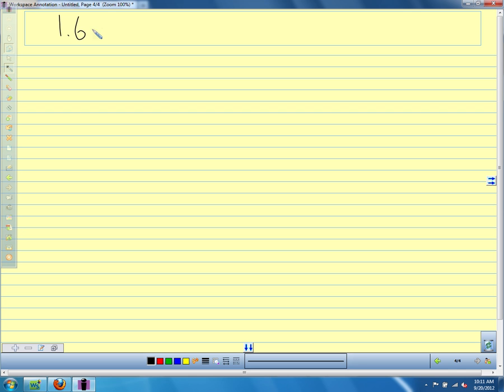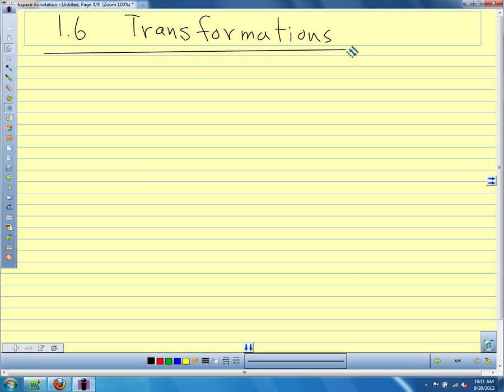So we're in section 1.6, and what we're talking about is transformations. The activities we did had 3 different transformations. Our first activity was what we call a translation.